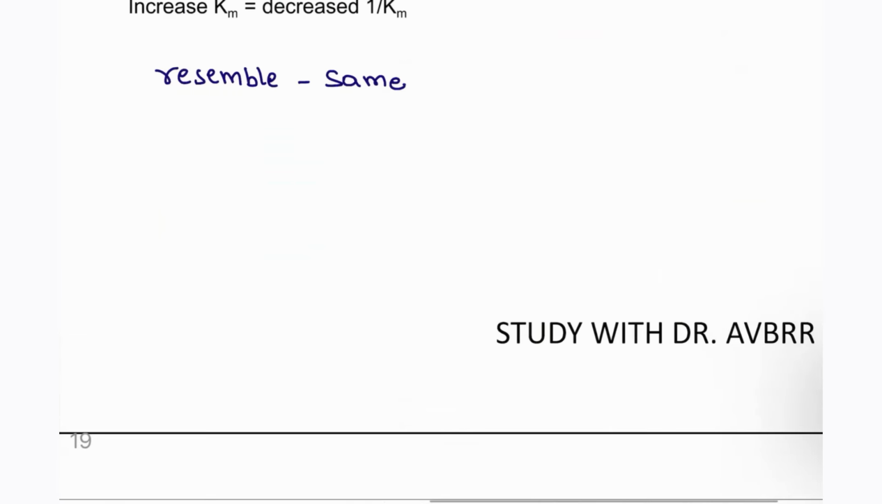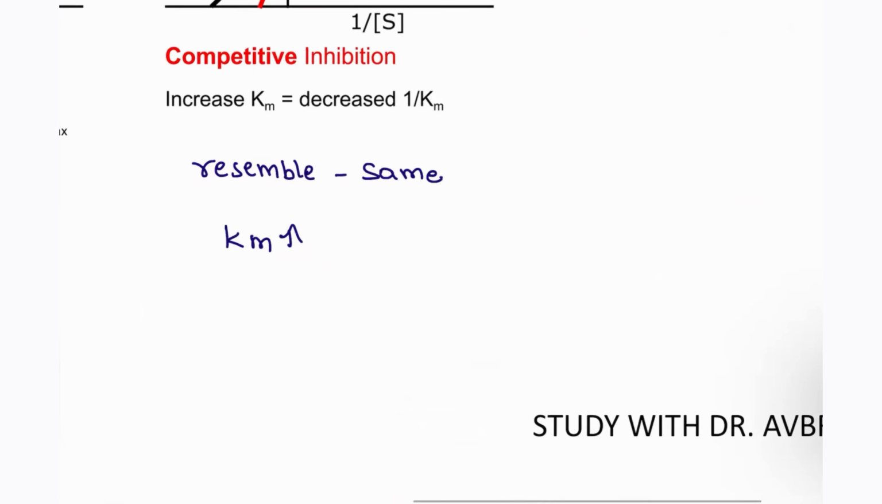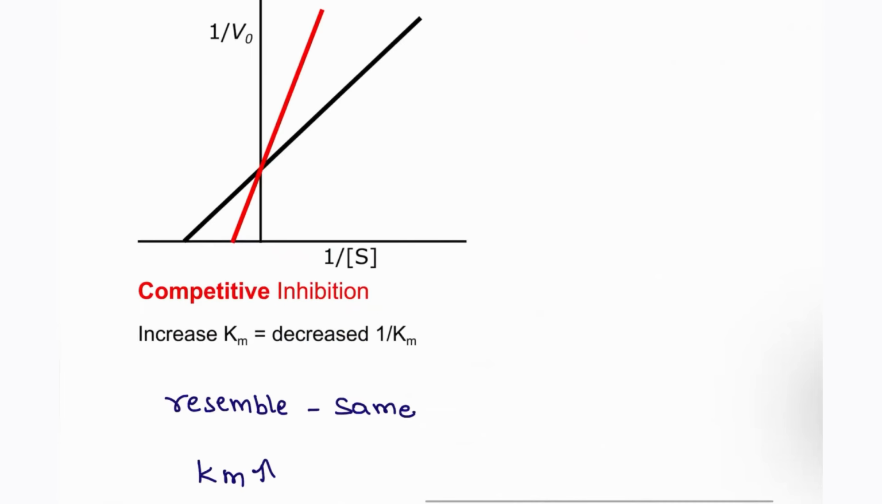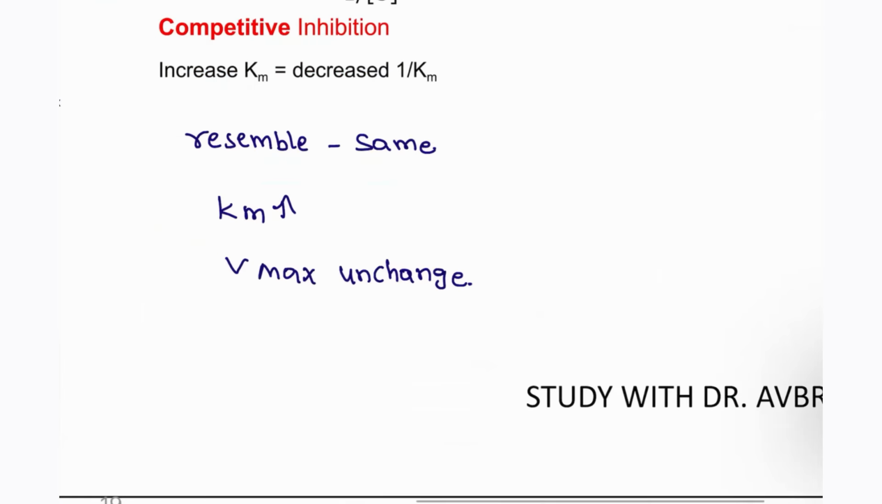Okay, and both are going to act on the same place. So that's why the Km value will be increased and Vmax is going to be unchanged in this patient. When they are competing, both are going to meet at the same point in the graph. That is how you can remember the graph. Examples are statins and ethanol or methanol poisoning, right?